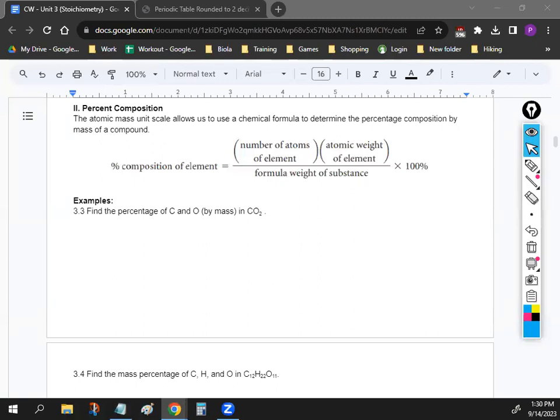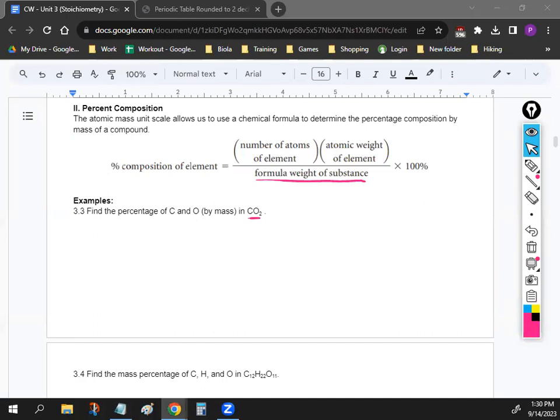All right, so in 3.3, it tells us to find the percentage of carbon and oxygen by mass inside of CO2. So the first thing you want to do is take a look at CO2, and find the formula weight of that substance. Another way of saying this is find the AMUs, find the molar mass, whatever. So we're going to take a look at our periodic table and find the formula mass of CO2.